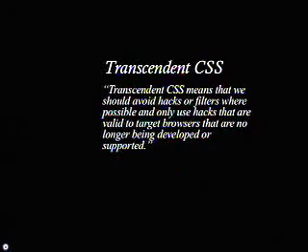So Transcendent CSS, this whole concept, means that we should avoid all hacks and filters like I was talking about earlier, wherever possible, and only use those hacks that are valid to target browsers that are no longer being developed or supported. The other thing I didn't get to mention, we were talking about hacks in the last class and got close to time.